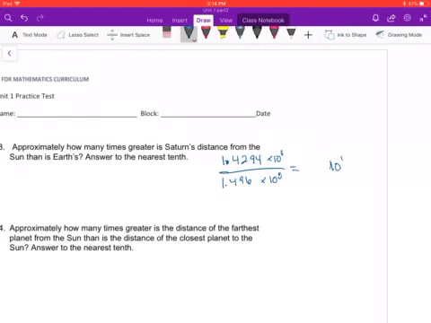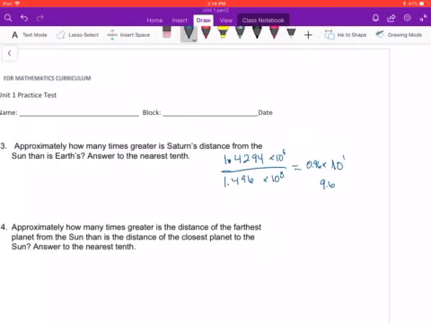And when I do that, sorry, I was thinking for a second. It's always good to think. You know, I lost my train of thought, as you guys often do when you're doing a little bit of work. I got 0.96 times 10 to the first, about that, which would be 9.6 times greater. So it'd be 9.6 times greater Saturn's distance.